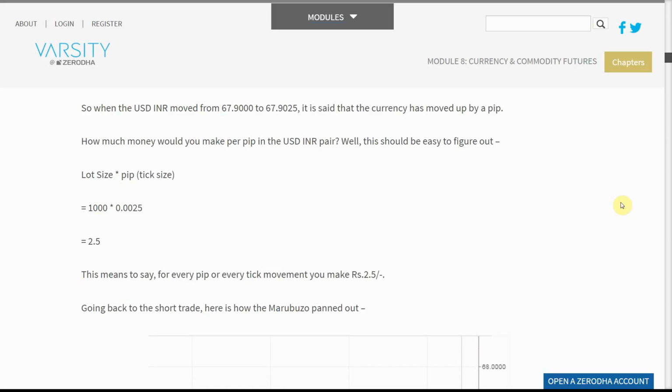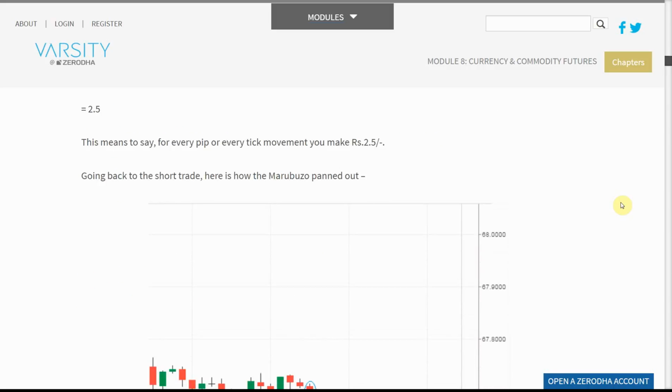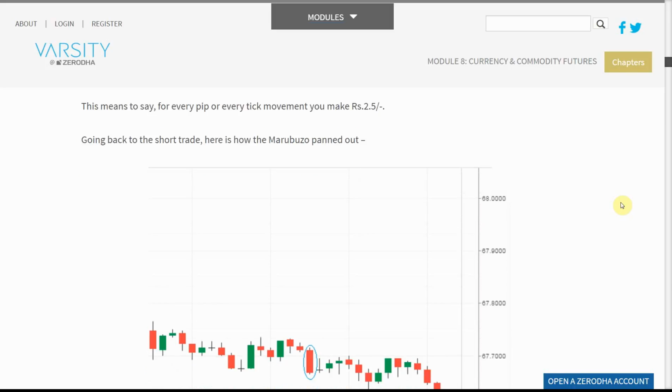How much money would you make per pip in the USD-INR pair? Well, this should be easy to figure out. Lot size * pip tick size = 1,000 * 0.0025 = 2.5. This means to say, for every pip or every tick movement you make 2 rupees and 50 paise.